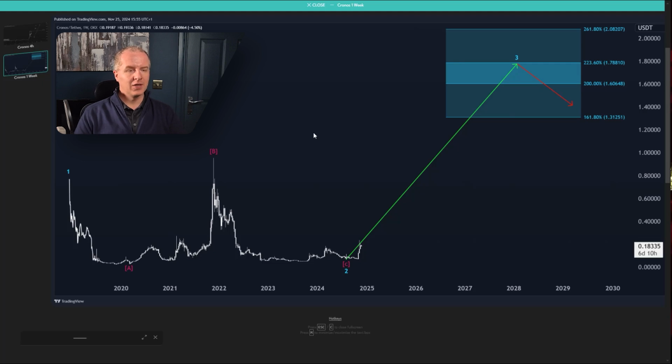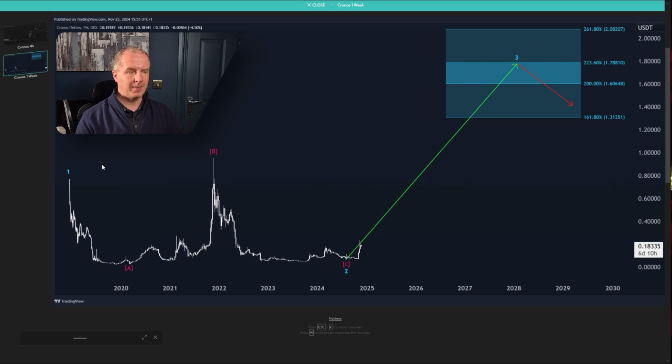You can see here that we interpret this move up as a larger impulse to the upside. This is really just a range so far on the CRO chart, but we have an overshooting B wave into the 2021 highs. That was the last bull market. The structure, we see it as a B wave. The previous high is a wave 1, then an A wave down, an overshooting B wave, a C wave down, and we could start the third wave up now, right?